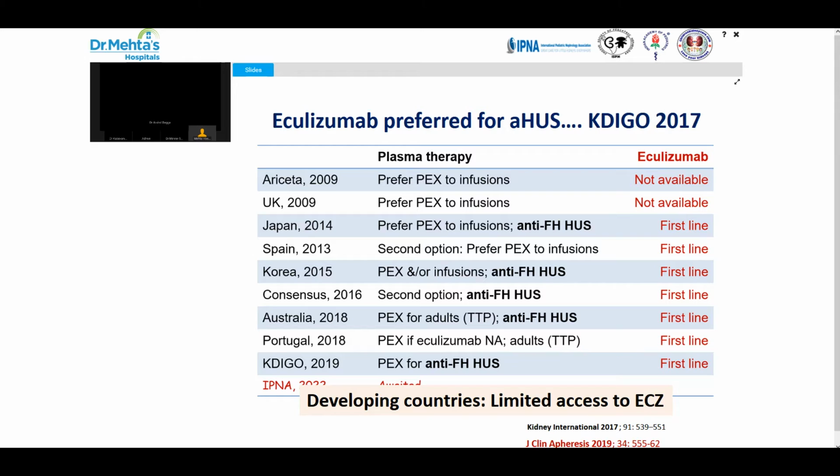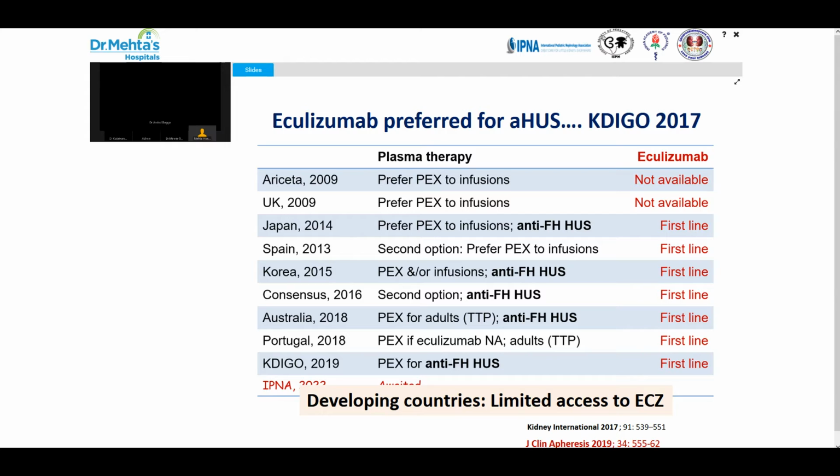If you look at guidelines from Japan, Spain, Korea, the consensus IPNA guidelines, and even the KDIGO guidelines, they suggested that one should be using eculizumab for atypical HUS. The only exception perhaps is if you've got anti-factor H disease, where one could prefer plasma exchanges, because you could remove the anti-factor H antibodies. Most of these guidelines still had the flexibility to use plasma exchanges in patients with autoantibodies.